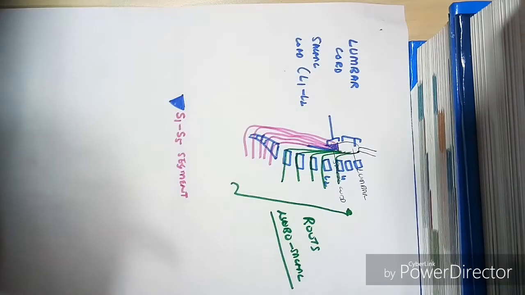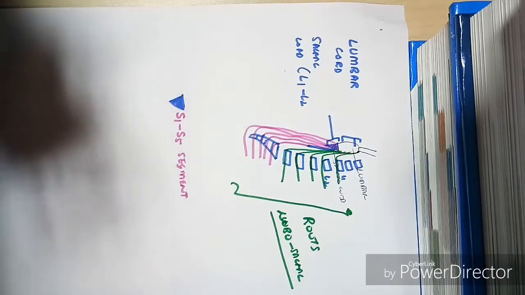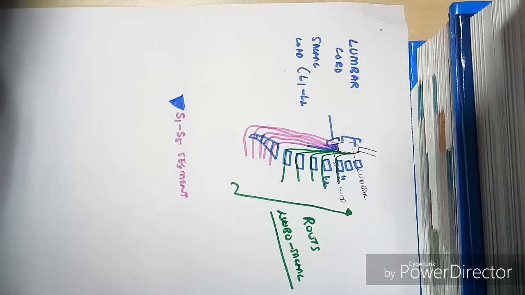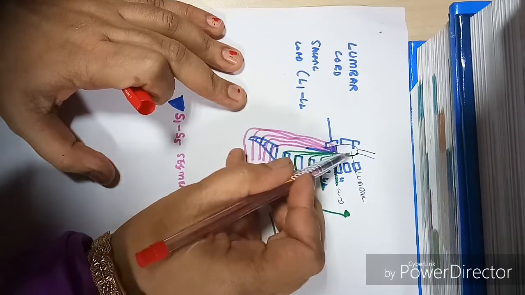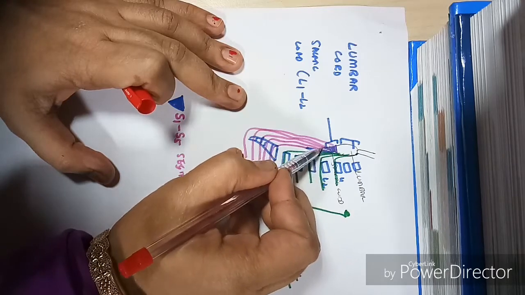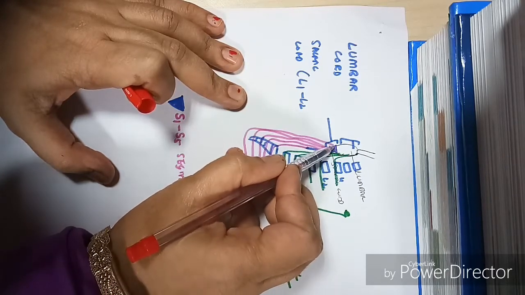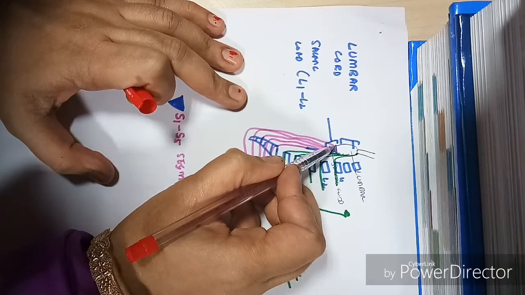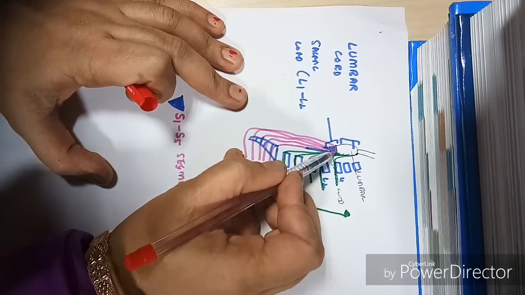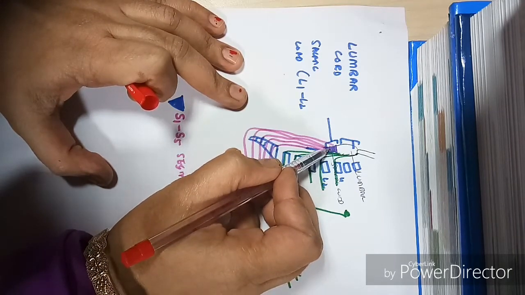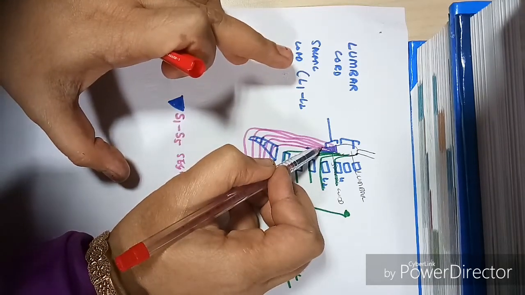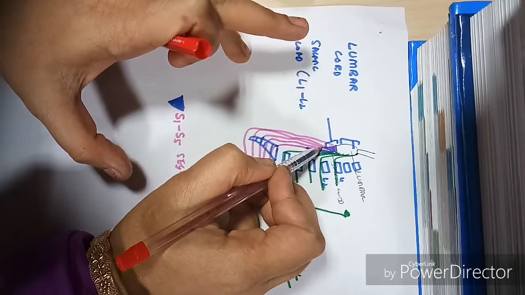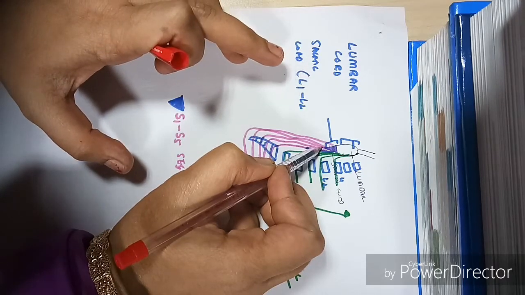Now first of all, you should know what is conus. What is conus medullaris? So after this swelling, there is a small part. This is the terminal end of the spinal cord. Terminal end of the spinal cord, it is called conus. So what are the segments which are present in this terminal end? That is the sacral segments from S1 to S5.